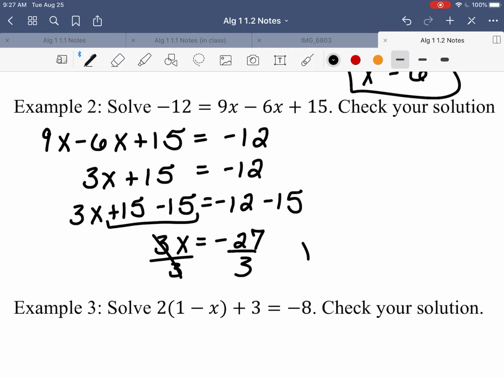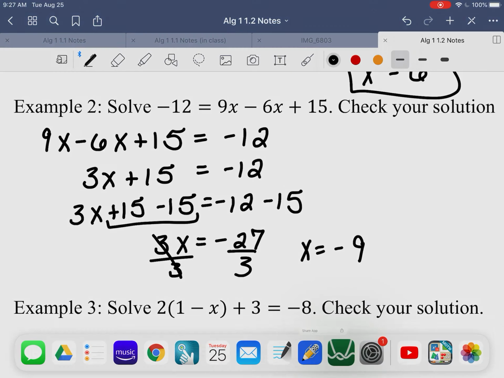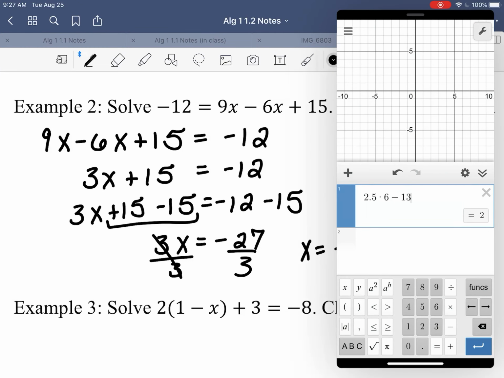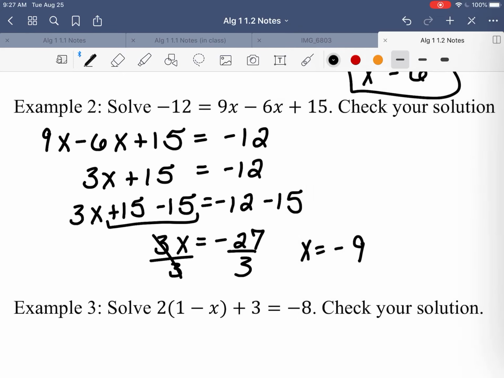Divide both sides by 3. X then is equal to negative 9. So now I'm going to double check it. So I'm going to take 9 times my x, which is negative 9, minus 6 times negative 9 plus 15. And we do get negative 12. So it did end up working. Okay.